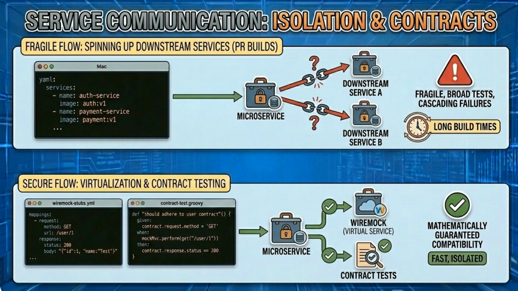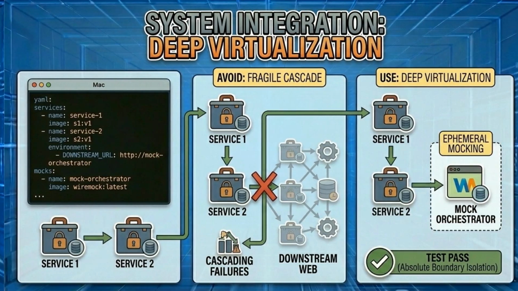The answer is no. Spinning up external dependencies during ephemeral PR builds leads to fragile, broad tests and cascading failures. Instead, virtualize external boundaries with WireMock or other tools and utilize consumer-driven contract testing. This mathematically guarantees API compatibility without the compute overhead.